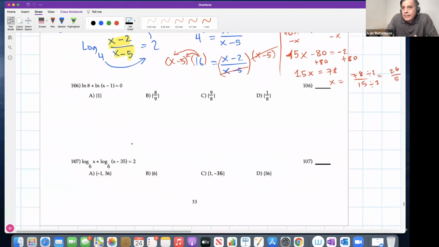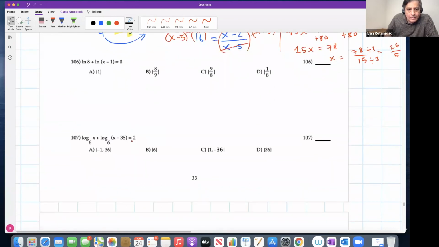This one probably should be, I had 2 more, and then we're done. Let's try this, because for the sake of variety, what to do if they give you something like this: natural log of 8 plus natural log of x minus 1, all equal to 0, the sum. Well, condense using multiplication, right? When you see the sum of 2 logs, you condense using multiplication. That is equal to 0.